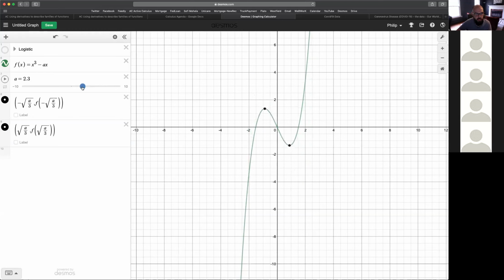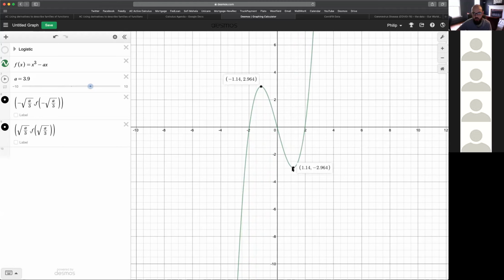Now, when a goes negative, what we should notice is that these things come together, right? As I get closer to 0, now they don't exist anymore. We don't have any local maxes or mins when a is negative, so our function is always increasing, it looks like. So we get something a little bit different when a is negative, and when a is positive, we see that we do get these two local max and min values.